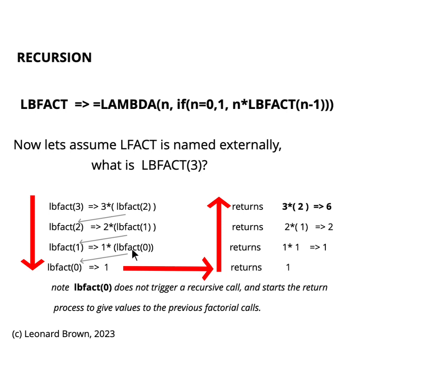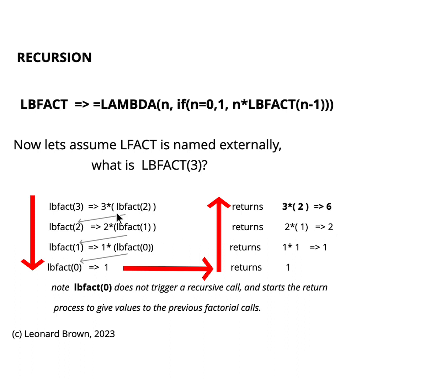So now we know lbfact of 0 from returning from the previous call. So lbfact of 1 is 1 times 1, which is 1. So we know lbfact of 1 is 1. Now lbfact of 2 is 2 times lbfact of 1, right? So lbfact of 2 is 2 times 1, which is 2.